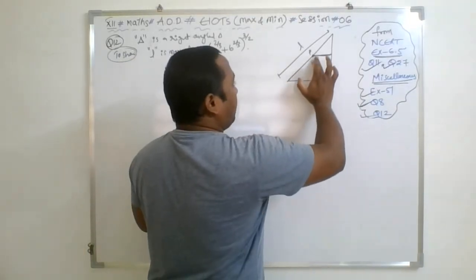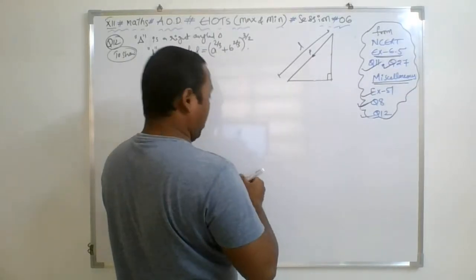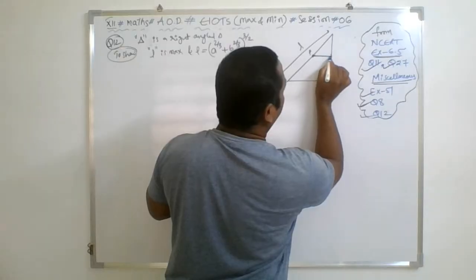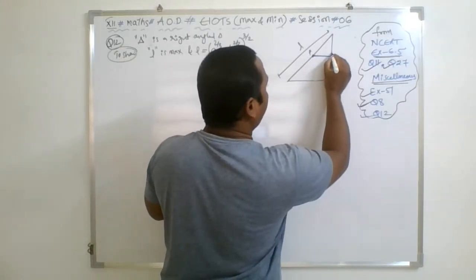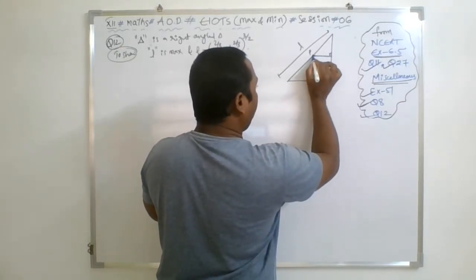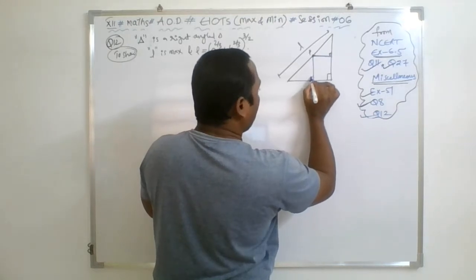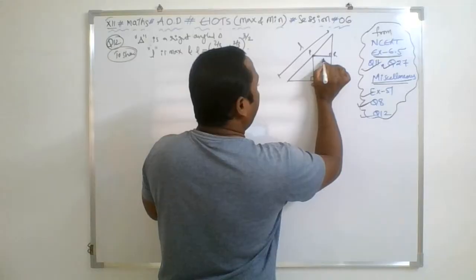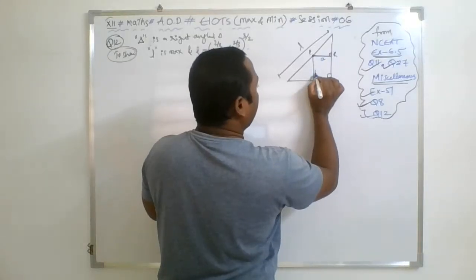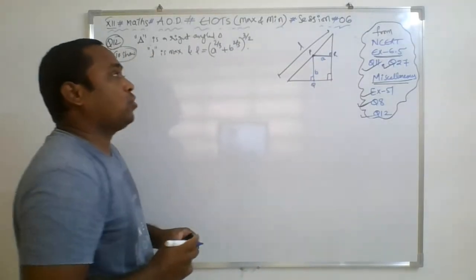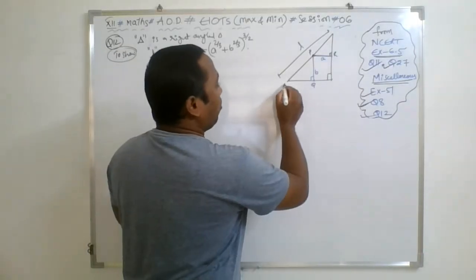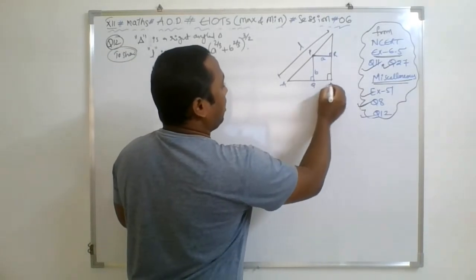I'll try to draw the figure in a proper way. So this is the distance of the point P from this side, meaning perpendicular distance only. When we talk about distance, we are talking about perpendicular distance P, Q and R. Let us say this length is A and this length is B.